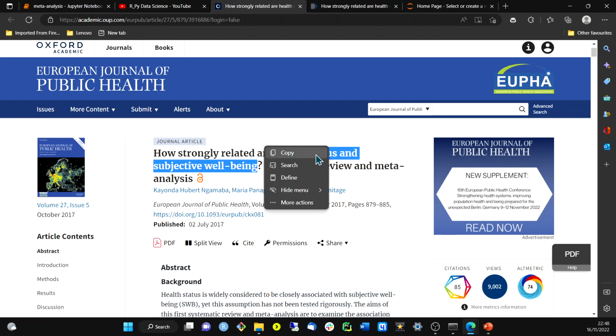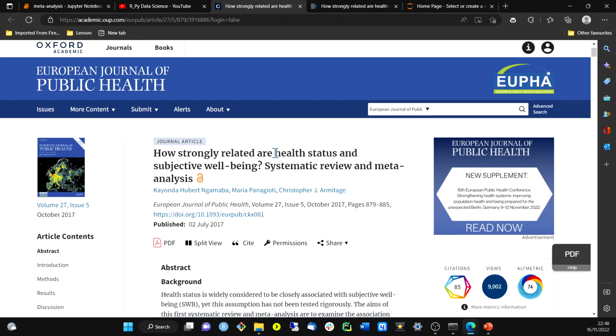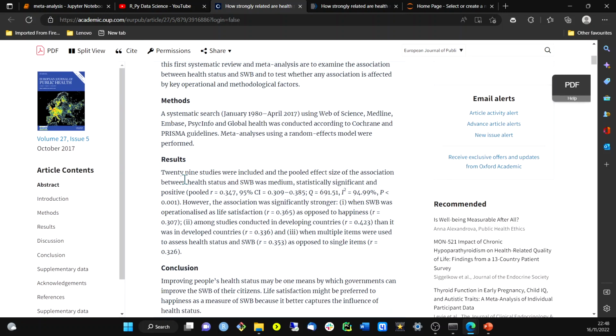So they are checking how they are. So they are taking studies that reported the correlation between these 2 values, and they are meta-analyzing them. So let's check here. They have 29 studies included, and the pooled effect size of the association between health status and subjective well-being was medium. So they had a medium correlation value, and that is statistically significant.